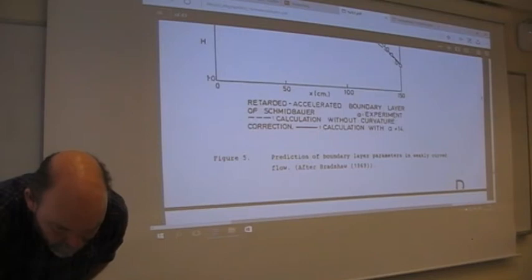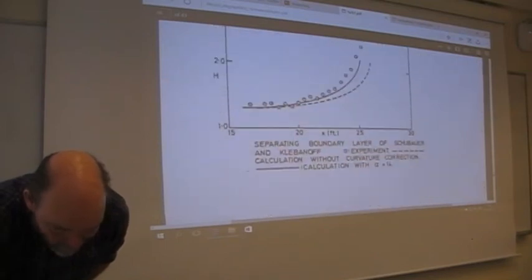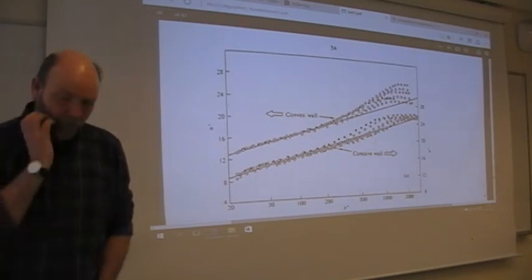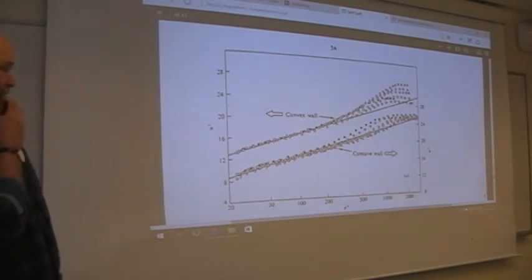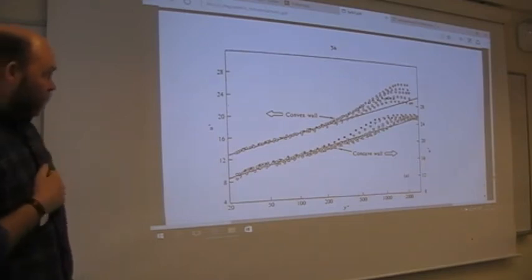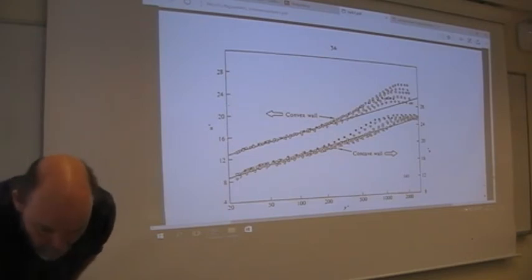These are not so interesting, are they? The law of the wall, a lot of experiments here, quite clearly strong differences whether you are on the convex or the concave wall.